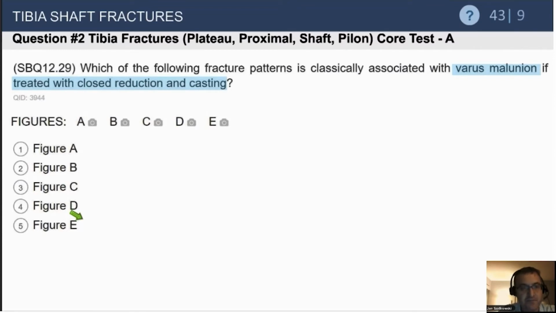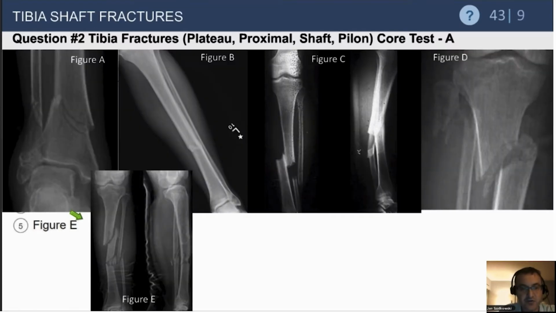So question number 2 in this segment now for tibial shafts. Which of the following fracture patterns is classically associated with varus malunion if treated with closed reduction and casting? We just talked about valgus, apex anterior. We're talking about varus now. We really haven't gone over this, so let's go over these figures a little bit more in detail.